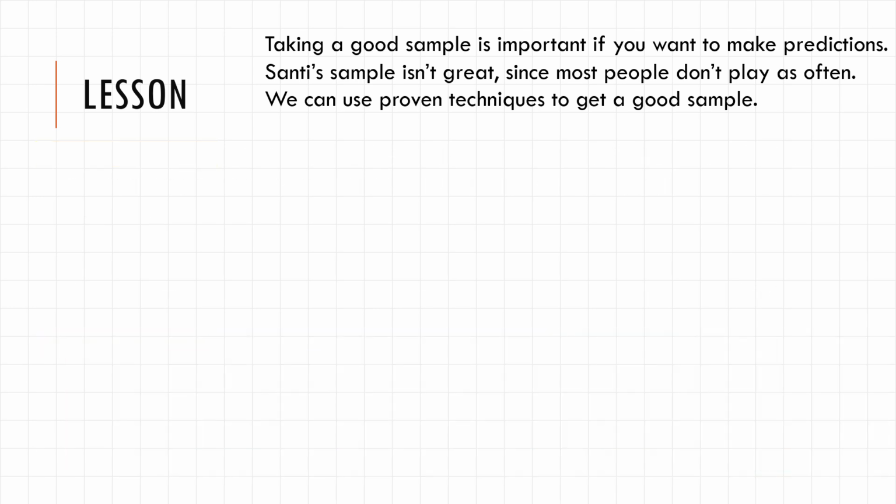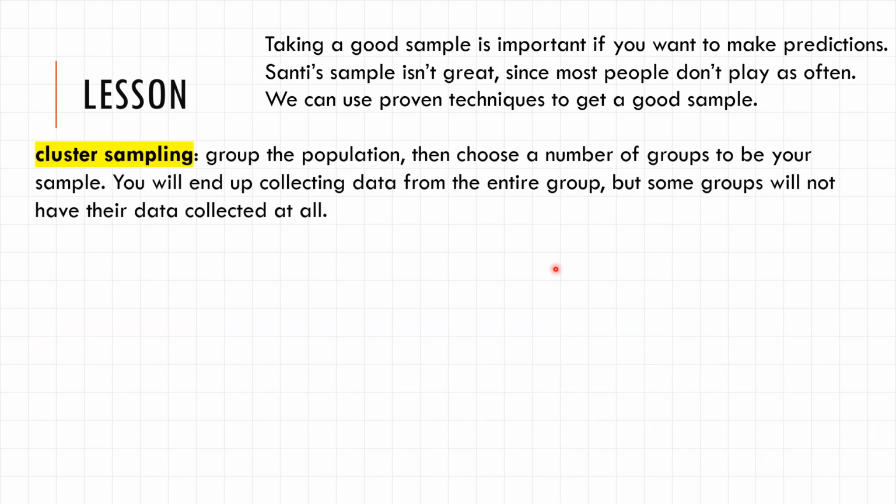Cluster sampling. In cluster sampling, we group the population, and then we choose a number of groups to be our sample. What you'll do is you'll end up collecting data from the entire group, but some of the groups won't have any data collected at all.